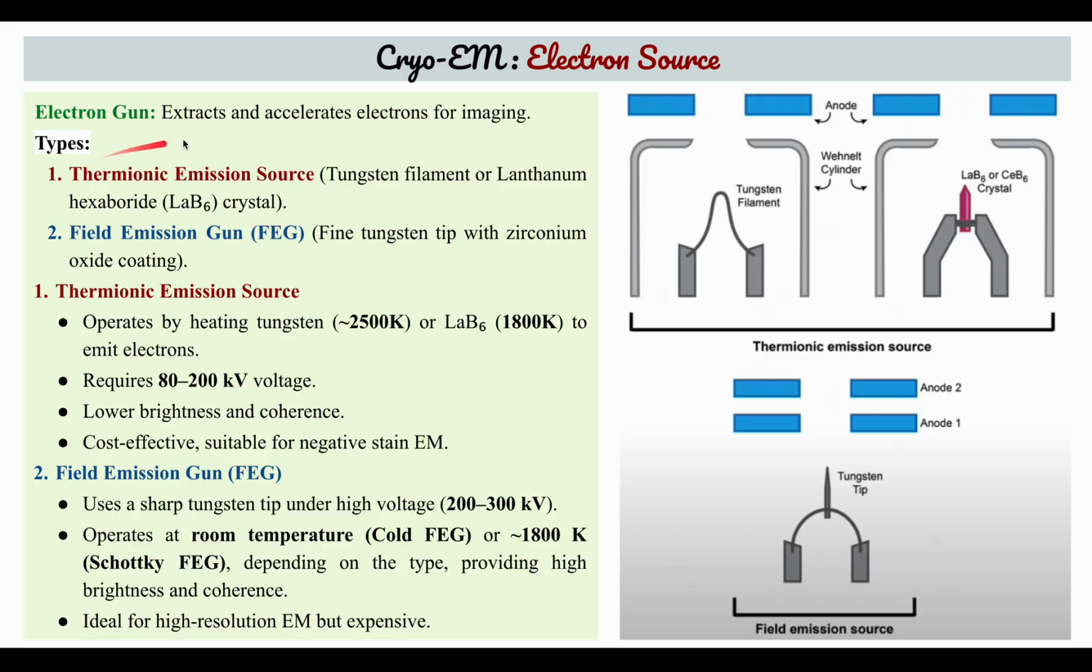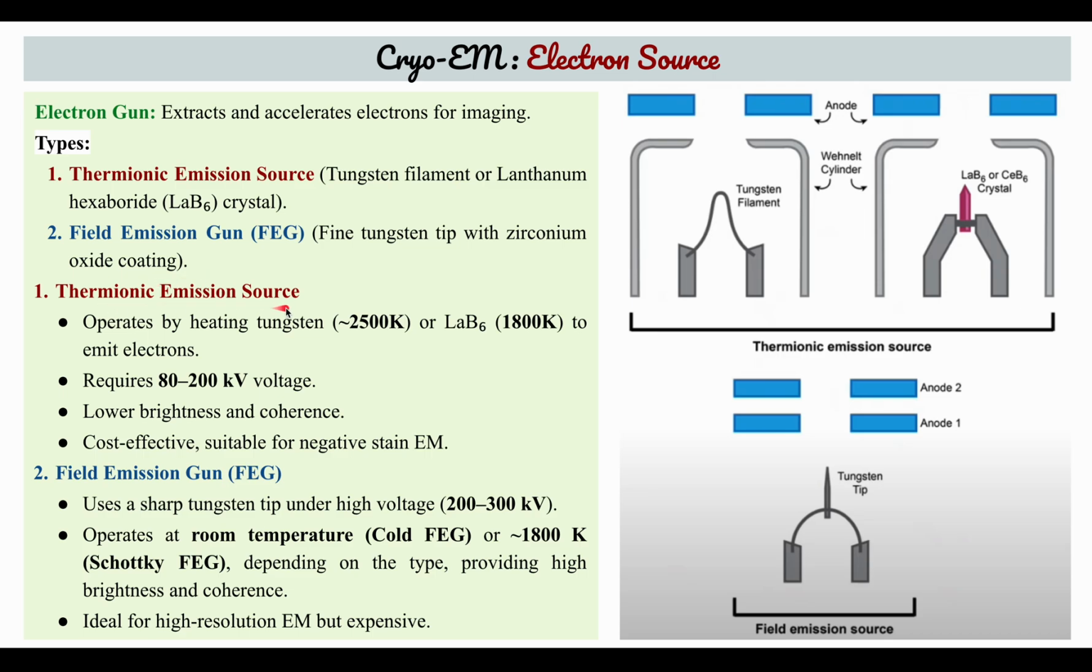There are two types of electron guns. First is the thermionic emission source, which uses a tungsten filament or lanthanum hexaboride crystals, and the second type is the field emission gun, which uses a fine tungsten tip with zirconium oxide coating. So there is a minor difference between both of these techniques.